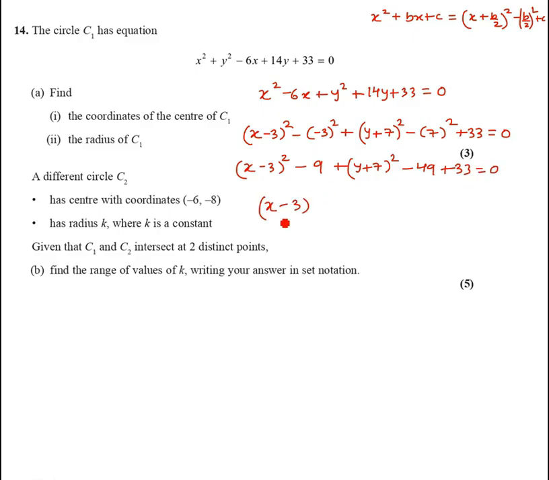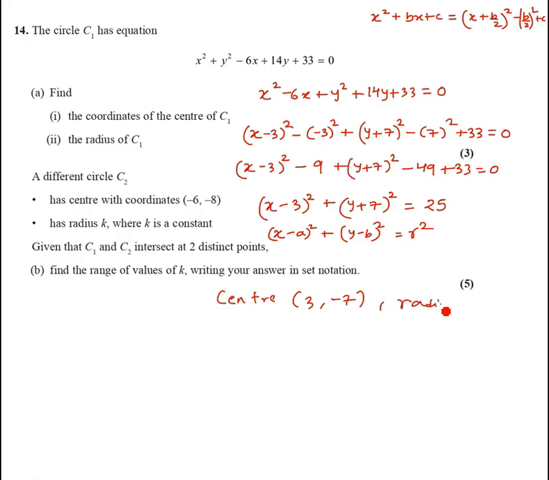So (x - 3)² + (y + 7)², and then -9 plus -49 will be -58. -58 plus 33 will be -25. And if we take -25 to the right hand side, you can write 25 on the right hand side. Now if we compare this with the standard form of circle, which is (x - a)² + (y - b)² = r², that will give you the center of the circle as 3 and -7, and the radius is square root of 25, which is 5.